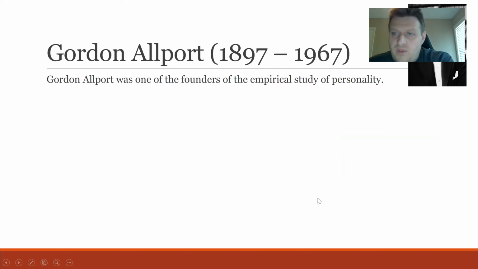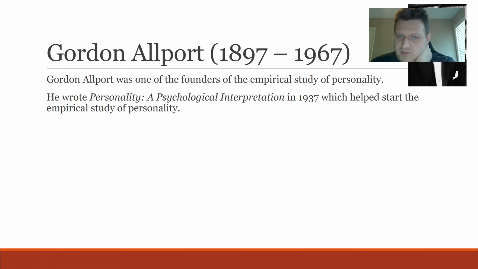Gordon Allport really helped create interest in the study of personality with his textbook, Personality, A Psychological Interpretation, that he published in 1937. This is one of 2 important textbooks that was published at this period of time that really helped get researchers interested in how to study personality. The other book was by Henry Murray. We'll talk about him in the module on motivation.